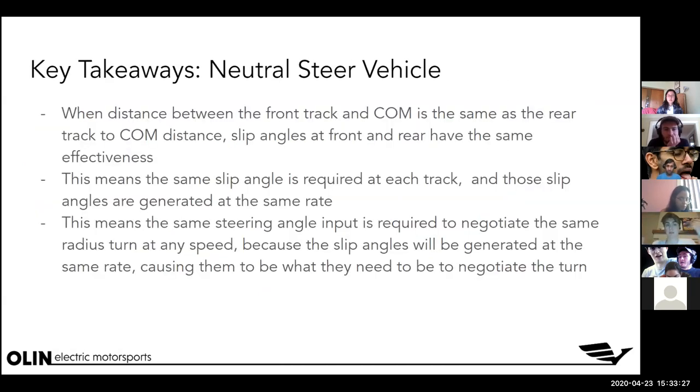Okay, so here are some key takeaways. When the distance between the front track and center of mass is the same as the rear track, the slip angles of the front and the rear have the same effectiveness. That's the most clear way to say it. When we're generating slip angles, they have equal effects in the yawing of the car, which we need to balance, and the lateral force in the car, which we need to balance. And the other nice thing is that those are generated at the same rate.